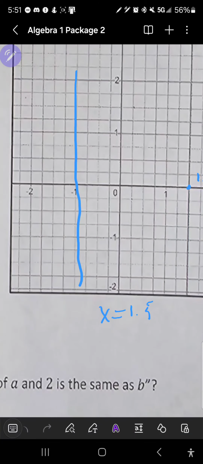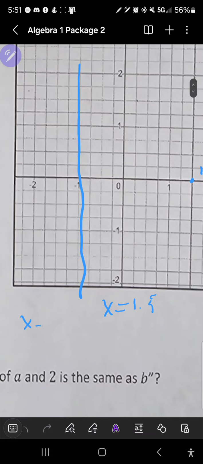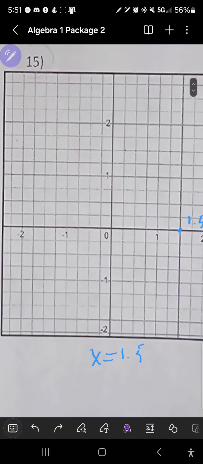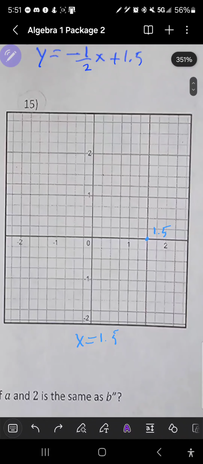If the line were like this, passing through -1, it's just going to be x equal -1, and so on. But that only happens when the line is vertical. Now if you have a line like this, the one we did in the previous exercise, it is a horizontal line, then in this case it's going to be y equal 2. That's the difference. Now let's continue.